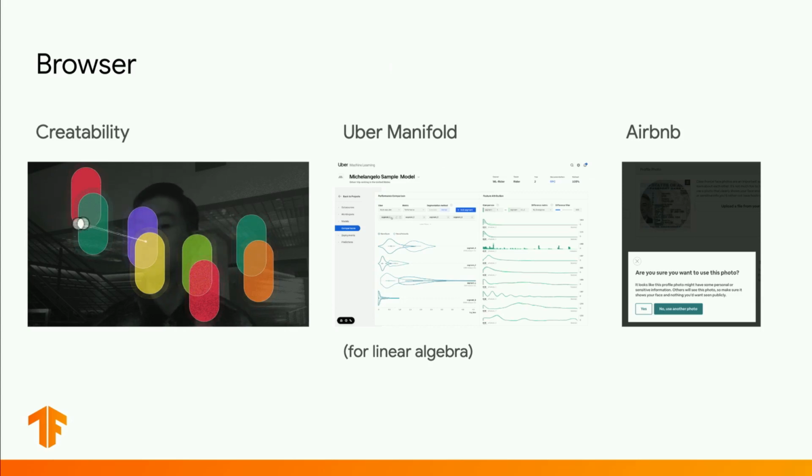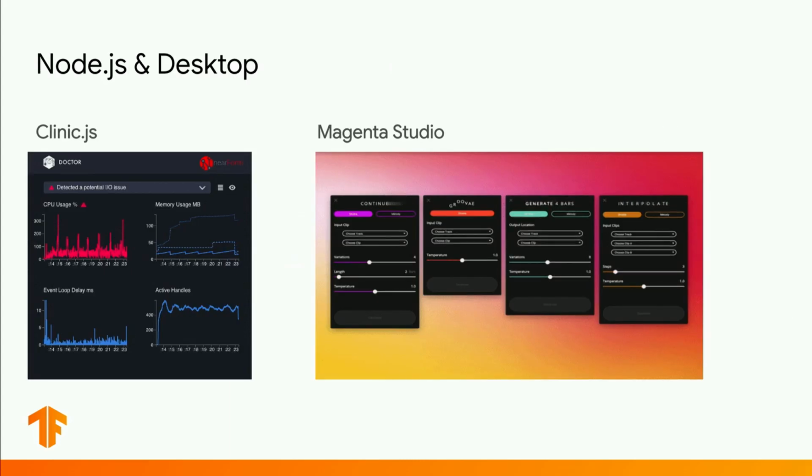Uber has used us as a linear algebra library, not even machine learning, just for forward mode linear algebra in this project called Uber Manifold. Airbnb has actually used TensorFlow.js as well to ship a little mini model to the client that says when you're about to upload a profile picture, don't upload a license, don't upload any government issued photos, and they tell you that right on the device before they get it on their servers, which is pretty nice.